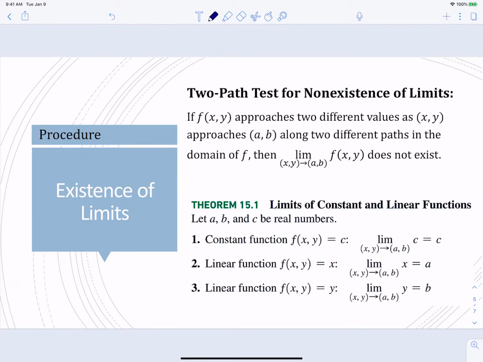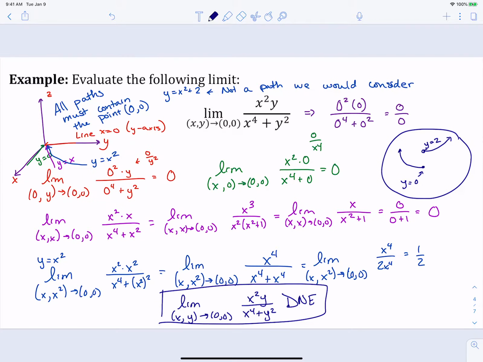All right, so what this does though is this gives us a really nice way for us to prove that limits don't exist. So this gives us something called the 2-path test for non-existent limits. So this says, if your function approaches 2 different values, and maybe we'll put in there z values, 2 different outputs, as your ordered pair approaches that point along 2 different paths in the domain, then your limit does not exist. And that's really all it takes. You've just got to have this situation where this was the problem.